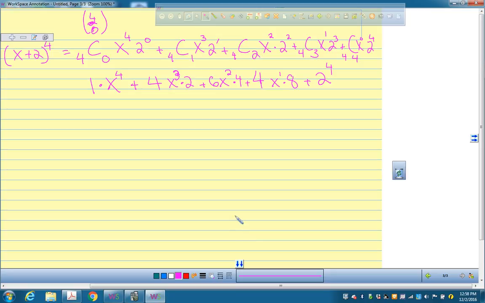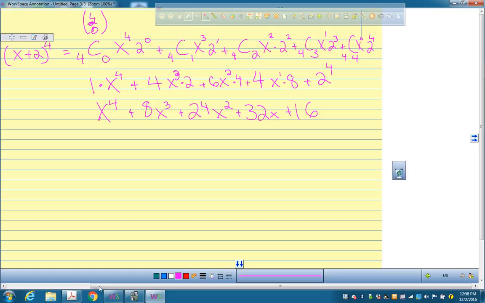Yeah? And now I simplify. So I write this as x to the 4th. 4 times 2 is 8x cubed. 4 times 6 is 24x squared. 4 times 8 is 32x. 2 to the 4th is 16. And there you go. Isn't that cool? I love it.